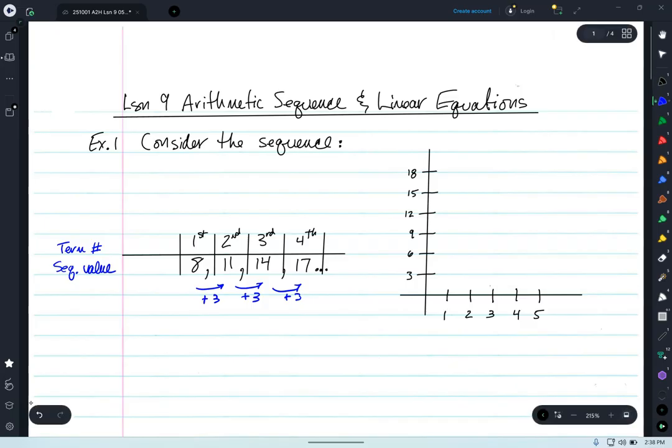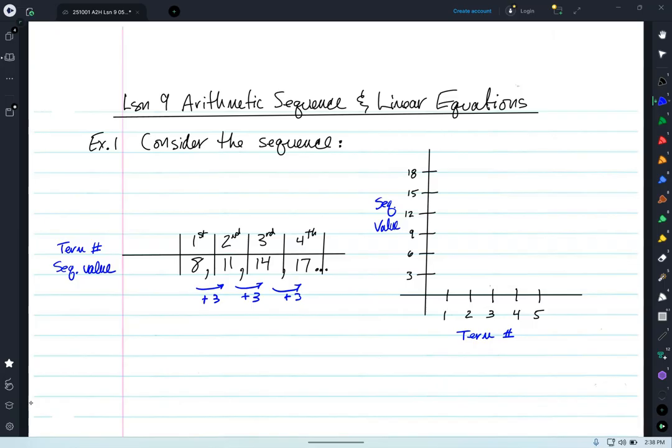Now, I'm going to connect these together. So the numbers down the bottom here, the 1, 2, 3, 4, 5, we're going to call that the term number. And then over here, we're going to have the sequence value.